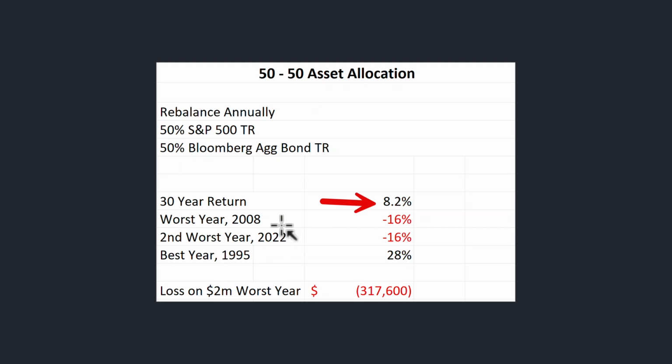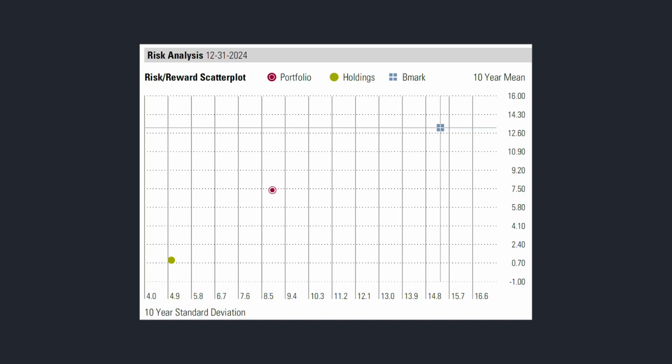The worst year was 2008 at minus 16%. The second worst year was 2022, minus 16%. The best year was 1995, 28%. If you had $2 million in a 50-50 asset allocation in the worst year, 2008, you lost $317,600 that year. Here is the risk to reward scatter plot for the 50-50 portfolio over the last 10 years.